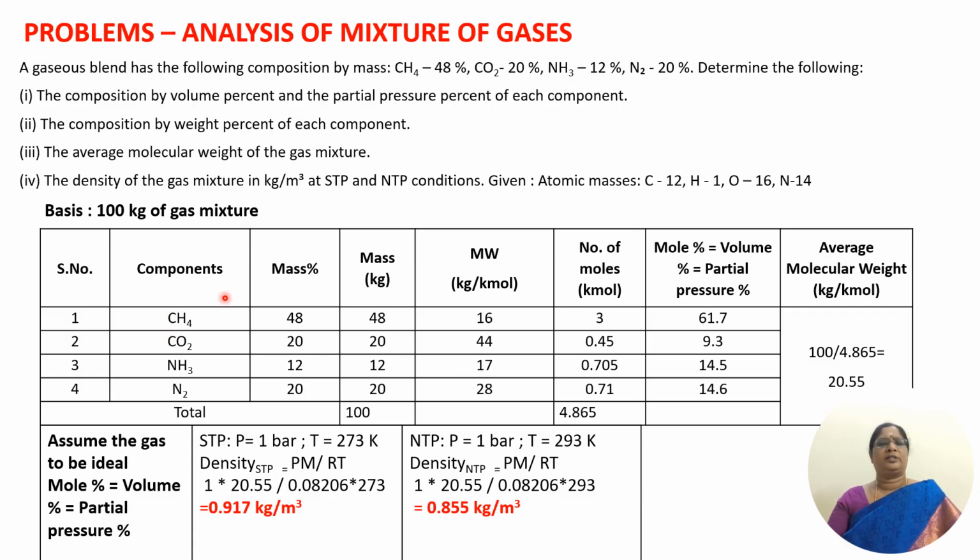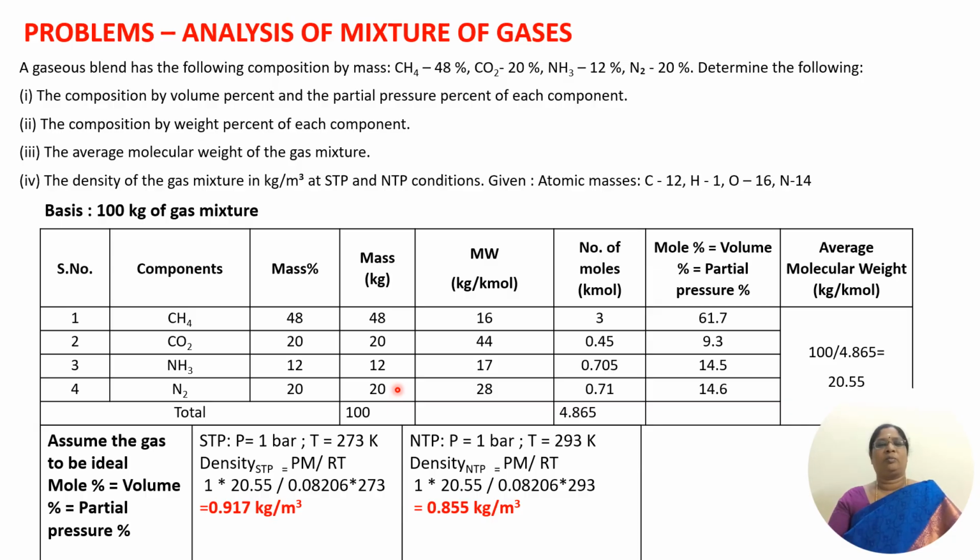First, let us list out the components present in the problem: CH4, CO2, NH3 and N2. It is given in mass percentage. While solving this problem, we have to clearly see in what composition the components are given, either mass percentage, mole percentage or volume percentage. In the given problem, the composition is given in mass percentage. So list out the mass percentages 48, 20, 12 and 20, which can be directly taken as mass in kg, that is 48, 20, 12 and 20.